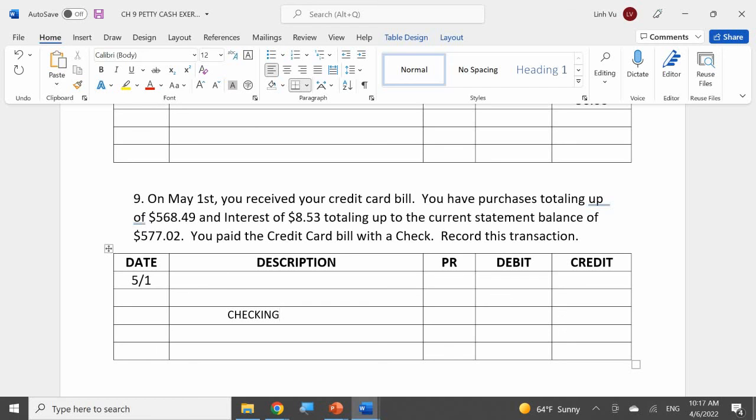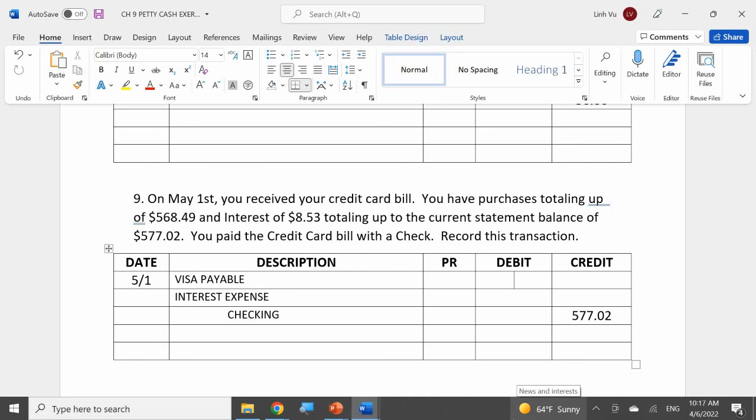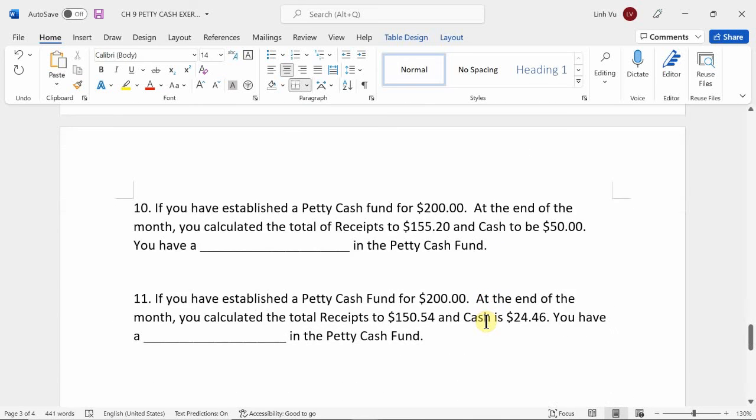For how much? $577.02. Okay. What else are you making a payment for? The Visa payable. Good. You're making a payment to the credit card. Okay. What else are you making a payment to? Interest. You're making a payment to interest. Okay. Now, how much money do you actually owe on the credit card? $568.49. And then how much interest do you actually owe? $8.53. Okay. So that's how you are going to journalize this. Good.